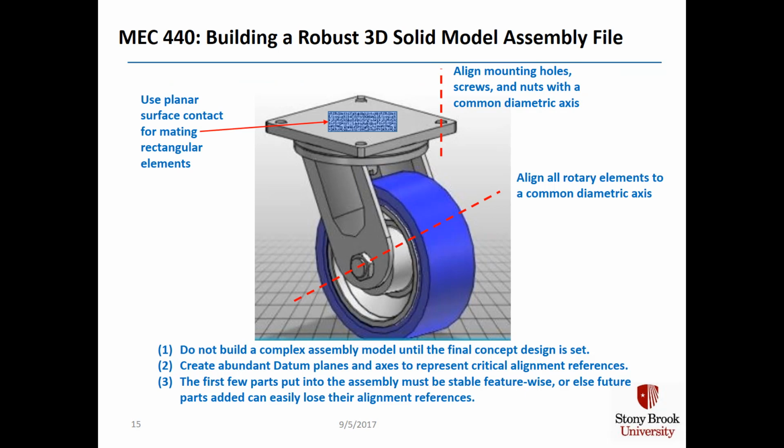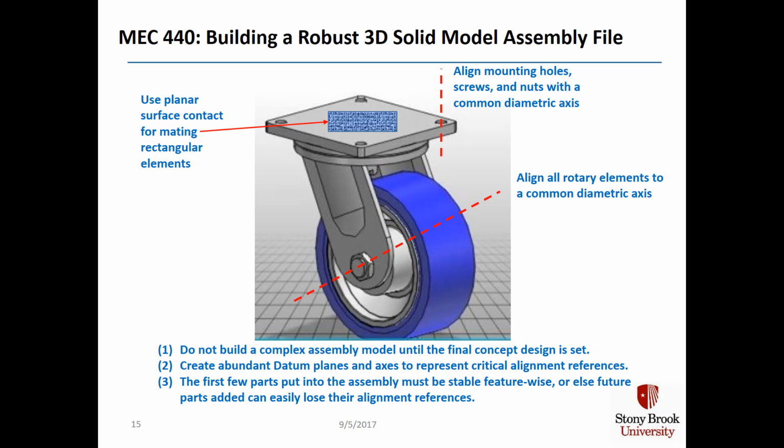You all took CAD class, so I can assume you know all the basics of how to use a CAD system. In this slide, I give you a few tips on how to create a robust 3D model that won't require an endless number of changes to yield your part drawings. Make sure to use planar surface contact when mating rectangular elements and align your mounting holes with fasteners per a common axis. Also align your rotary elements such as wheels and bearings to a common axis. Most importantly, do not mate parts in space based on getting them, quote, eyeball close to each other.